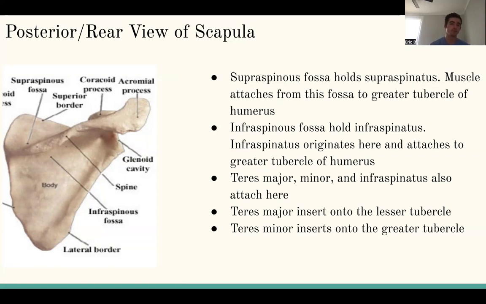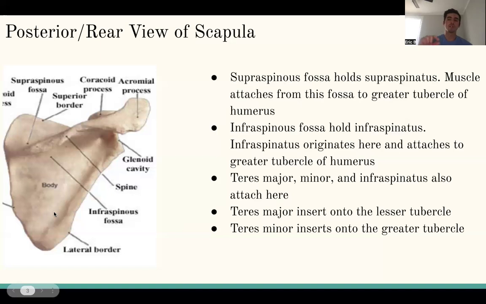Next up, we have the infraspinous fossa, where the body is on this image here. We have the body of the scapula with the infraspinatus fossa, right here, which gives rise to the infraspinatus muscle. Now, the infraspinatus muscle inserts onto the greater tubercle, and it helps out the teres minor with the external rotation of the humerus. Then the teres minor and teres major both sit right down here.